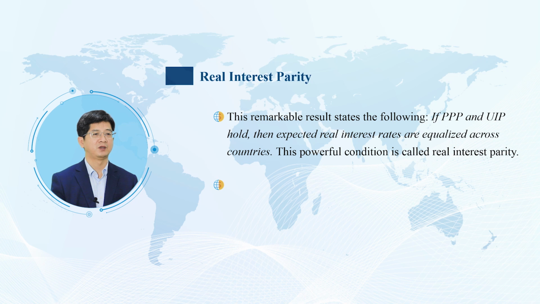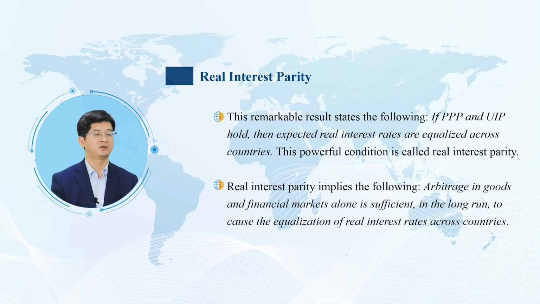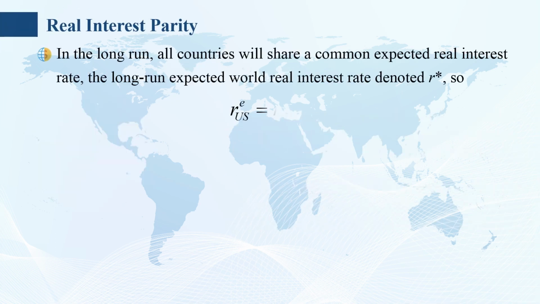It implies the following: arbitrage in goods and financial markets alone is sufficient in the long run to cause the equalization of real interest rates across countries. In the long run, all countries will share a common expected real interest rate.